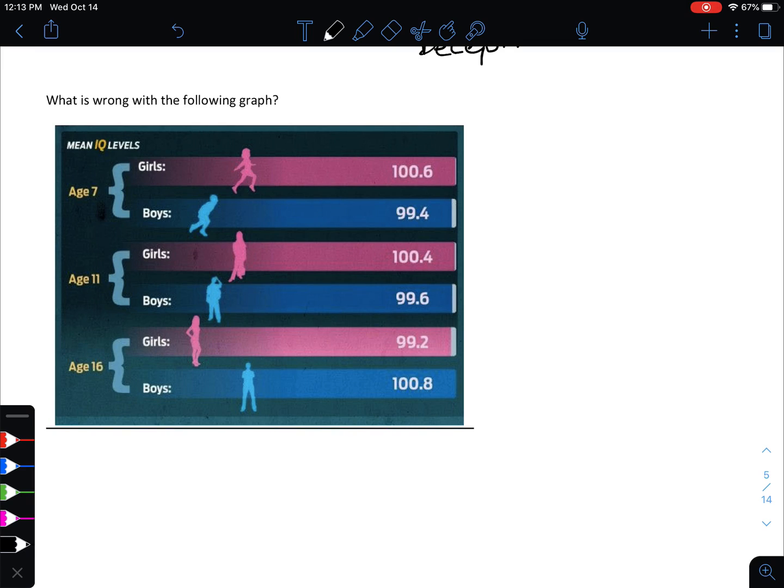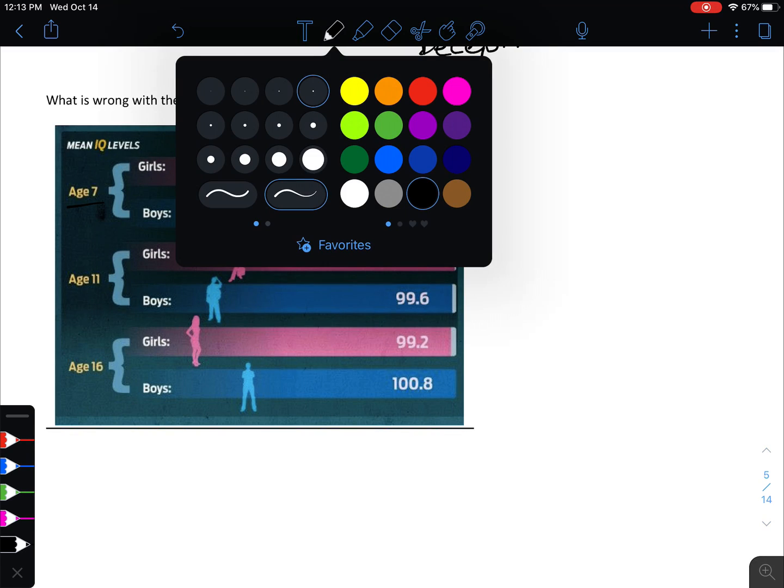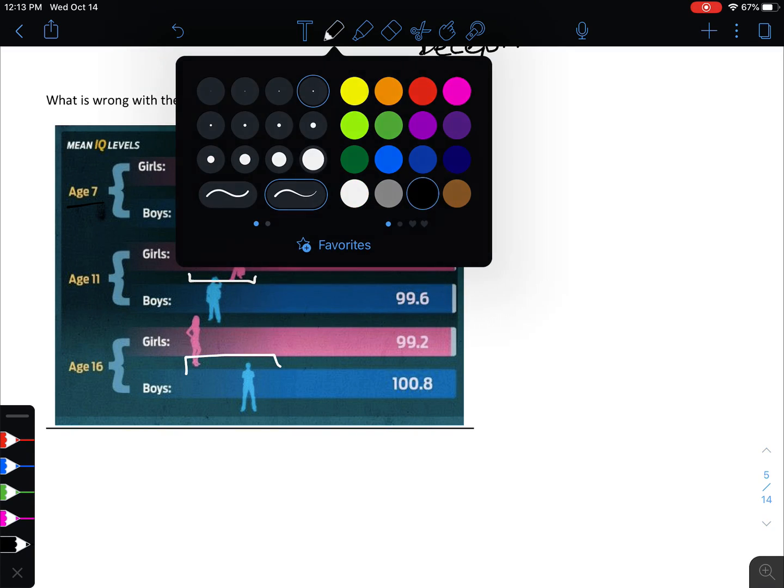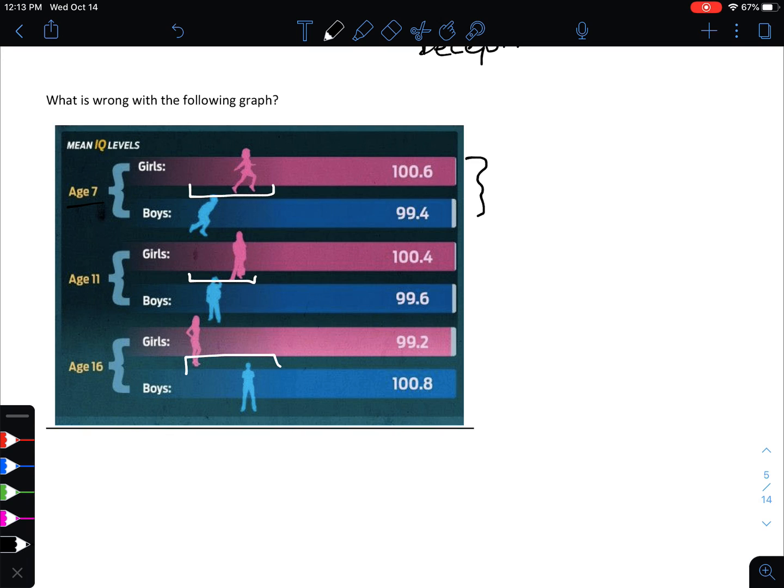To start off with, obviously you're using pictures. And anytime you're using pictures, that can be deceptive. Now, the area principle is not violated. However, when you're looking at girls versus boys at age 7, notice that at age 7, it looks like girls are pretty far ahead of boys. There's this kind of gap between the two, that girls are much higher. Whereas at age 11, that gap becomes shorter. And then at age 16, that gap actually flips around. And now at age 16, you've got that boys are actually ahead of girls in terms of IQ.